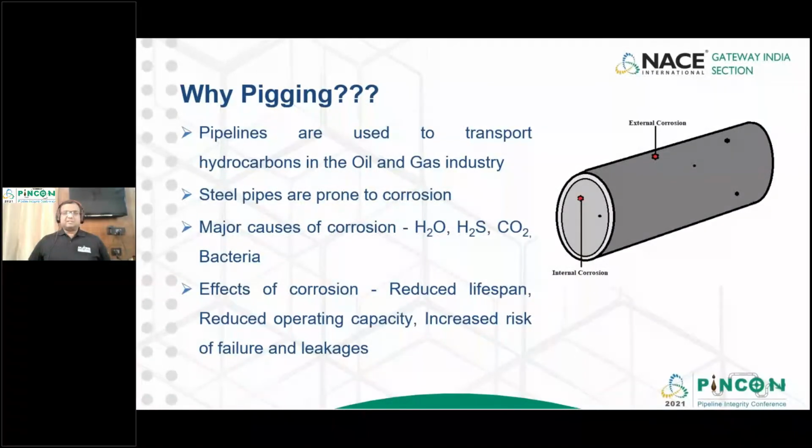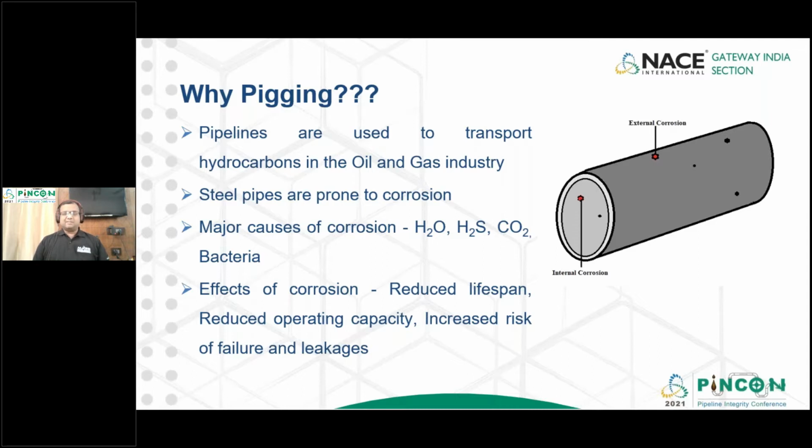We know pipelines are the most cost effective and safest mode of transporting oil and gas. Pipes are made of ferrous materials and are mostly underground, which also means they are prone to corrosion, both internally as well as externally, due to the presence of chemicals in the soil as well as the product being transported, like water, hydrogen sulfide, carbon dioxide, bacteria. Corrosion reduces the lifespan of the pipeline. Operators cannot push the liquid at high pressure, resulting in the failure of the pipeline and loss of product.